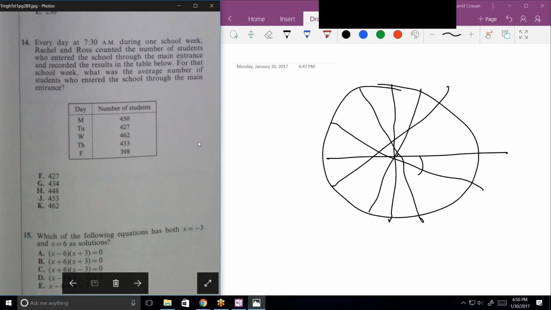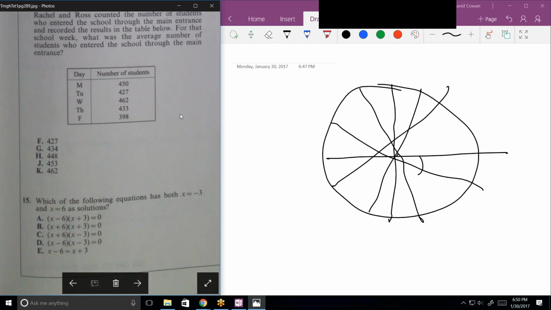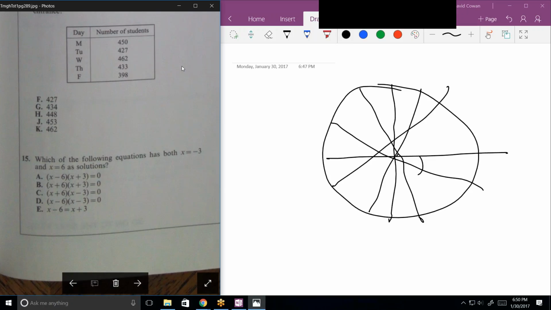Let's skip 14. 14 is adding the 5 numbers and dividing by 5. I know you know that's how you handle that. I won't make you do all that in your calculator.